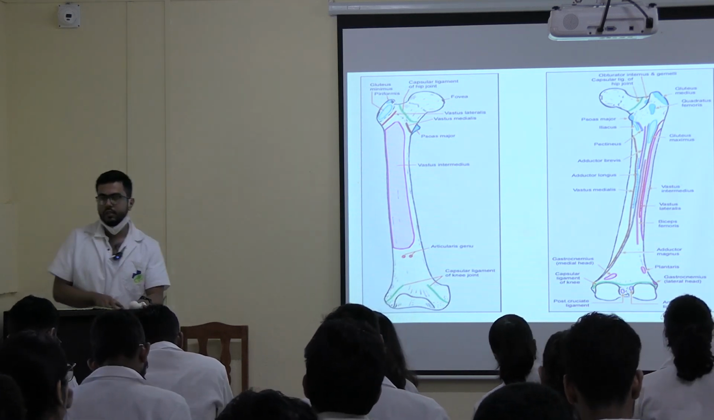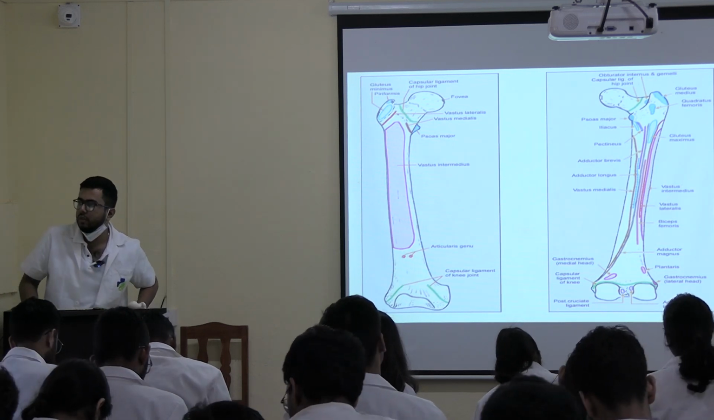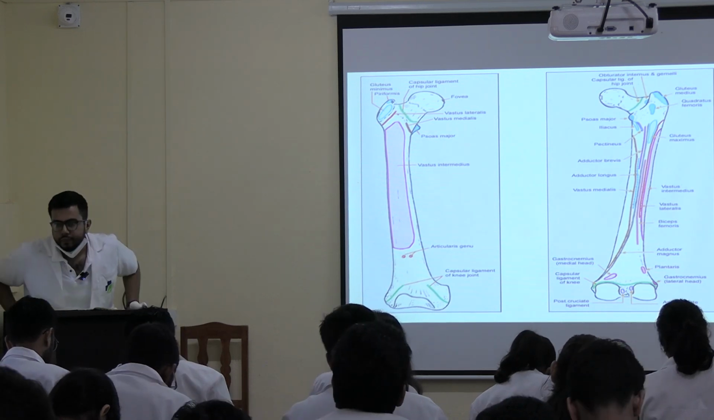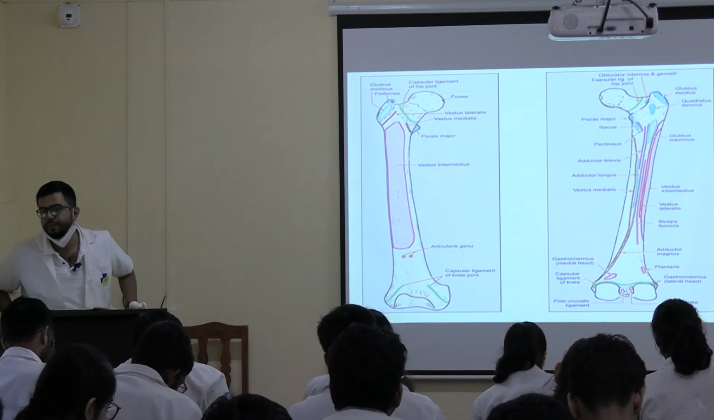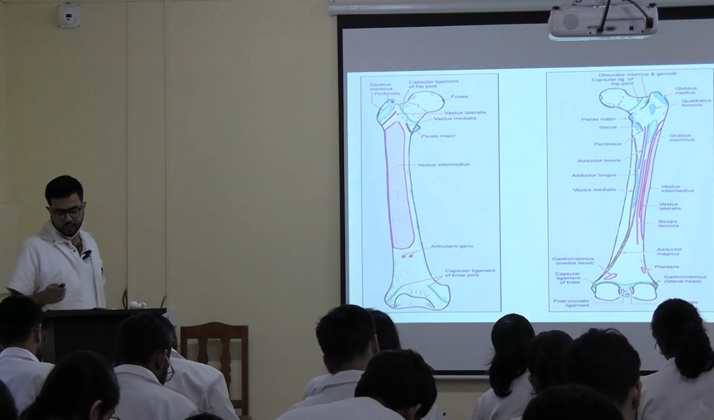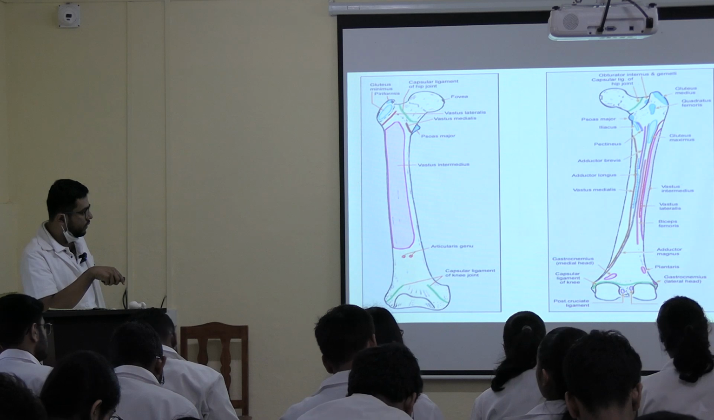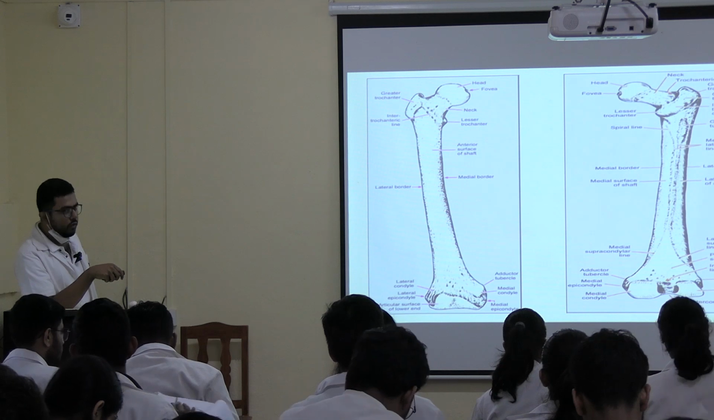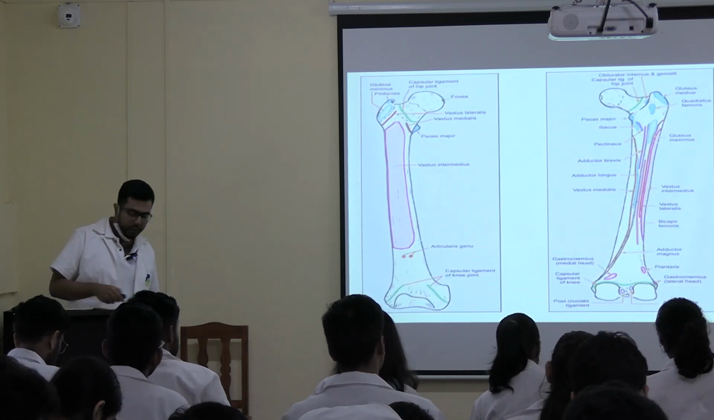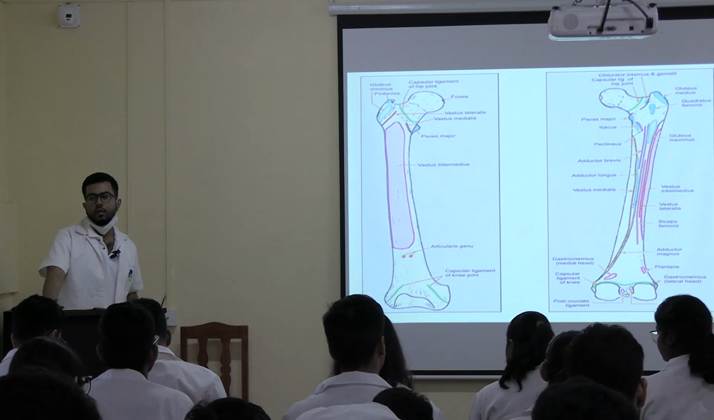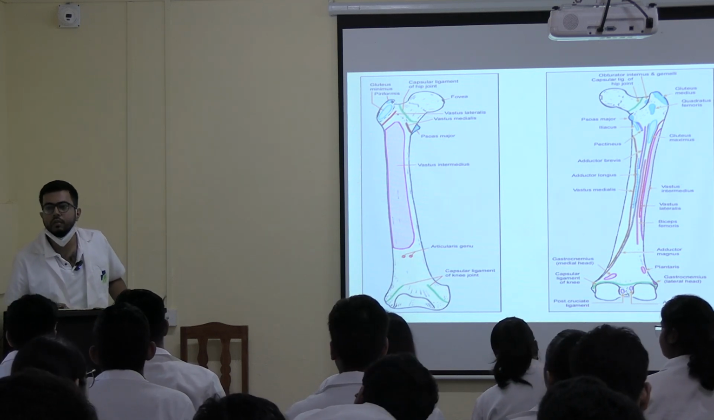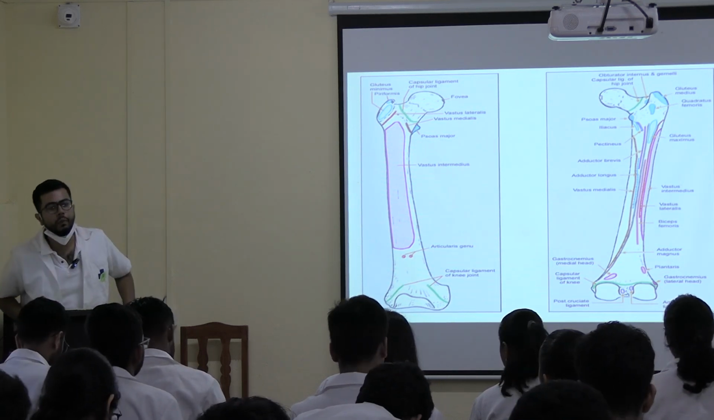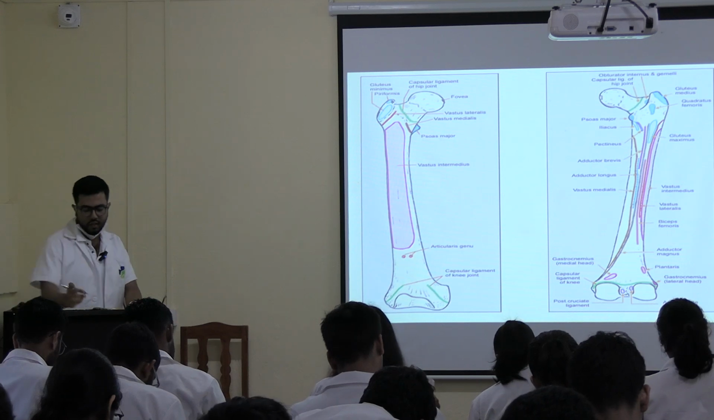Gastrocnemius medial head is attached above the medial condyle, above the medial condyle on the popliteal surface. This is the popliteal surface, this triangular area, this lower triangle. You will see that on the back of the knee. This is the popliteal surface. Repeat: popliteal, P-O-P-L-I-T-E-A-L.